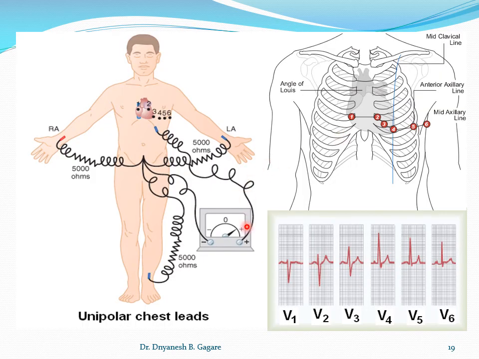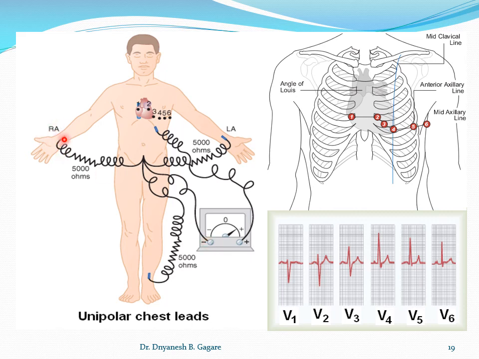See in this diagram, you can easily understand. Students, see, I told that 2 electrodes are there. Exploring electrode का position किधर है? On the chest, and exploring electrode is connected to the positive terminal. Okay, now the indifferent electrode का position किधर है?